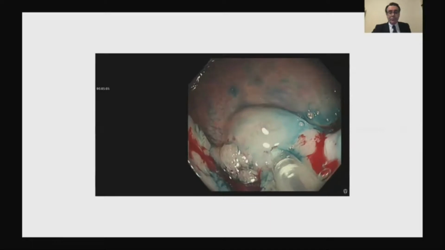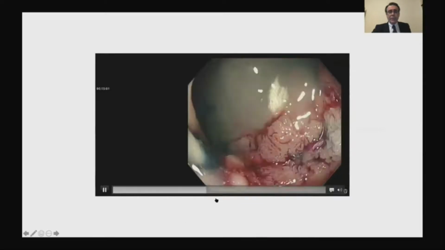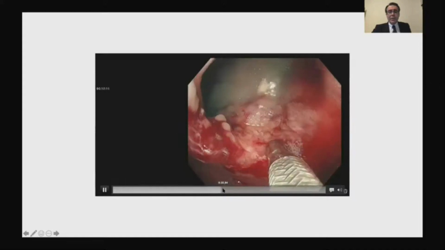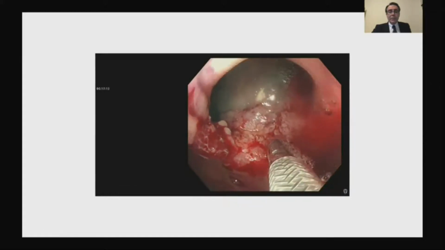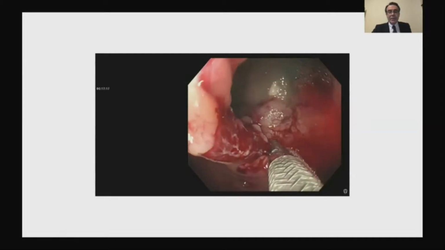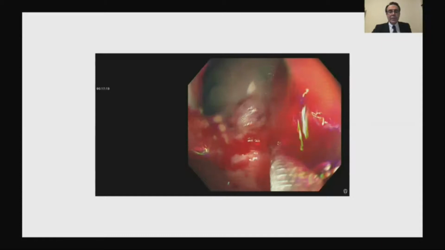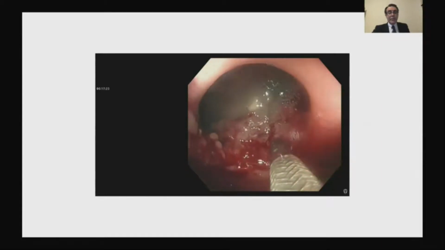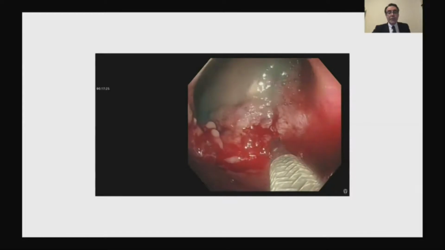And then we use this probe. So this was, I think, my second or third case. So we have to learn where to put the tip of the probe, but it needs a different sensation. We are not used to suctioning polyps.